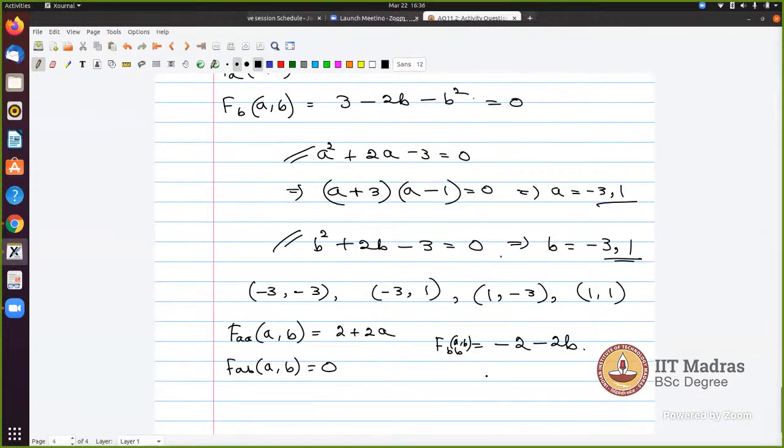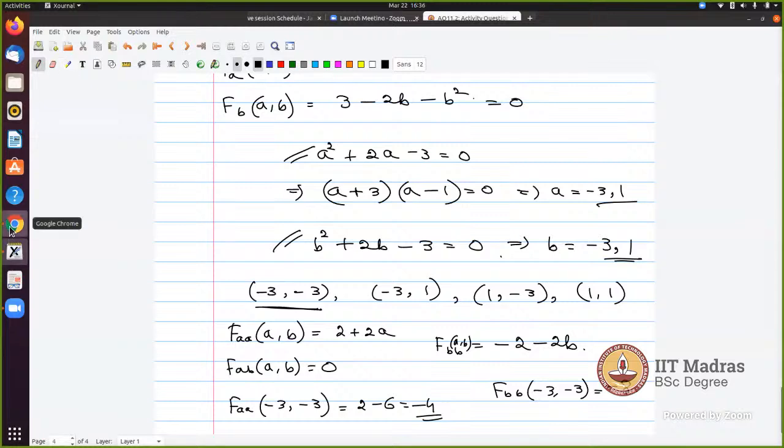Okay. Great. So for the first point, f of aa at minus 3 comma minus 3, what is this? 2 minus 6, so it is minus 4. Yeah. And f of bb at minus 3 comma minus 3, what is this one? 2 plus 6, so it is 8.